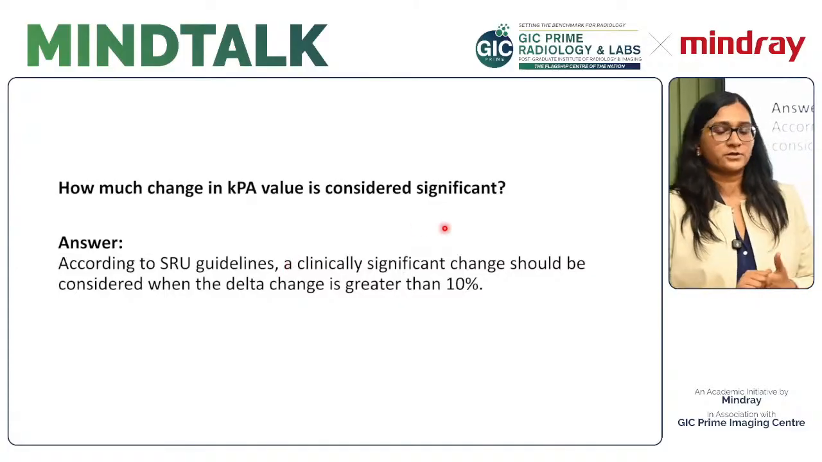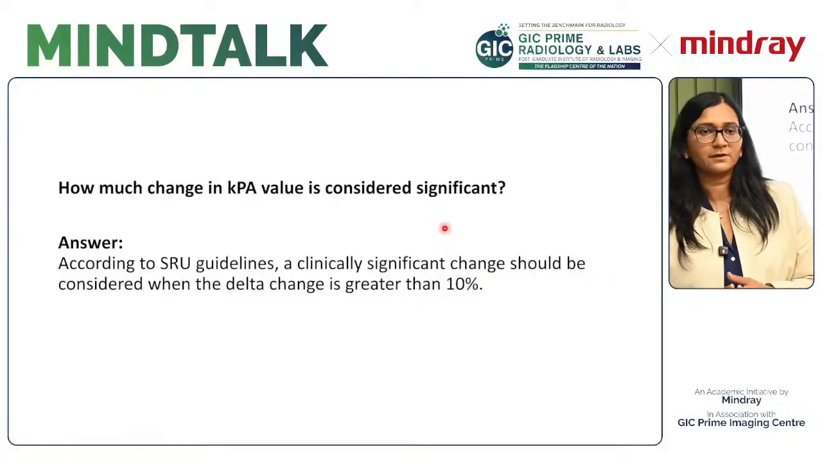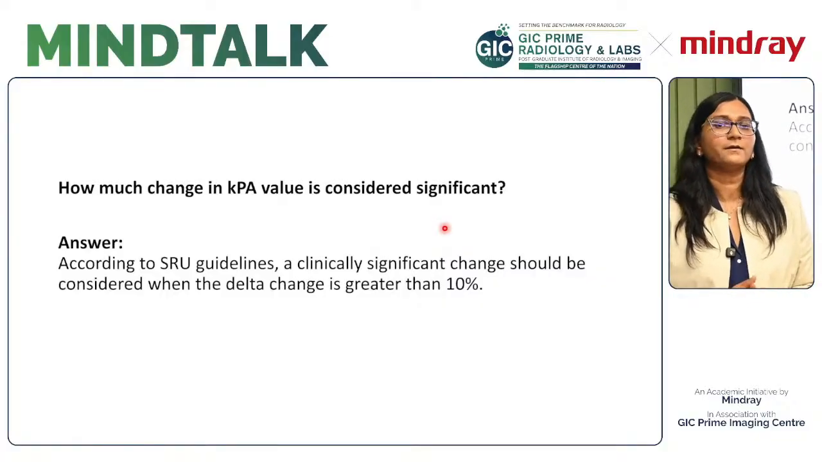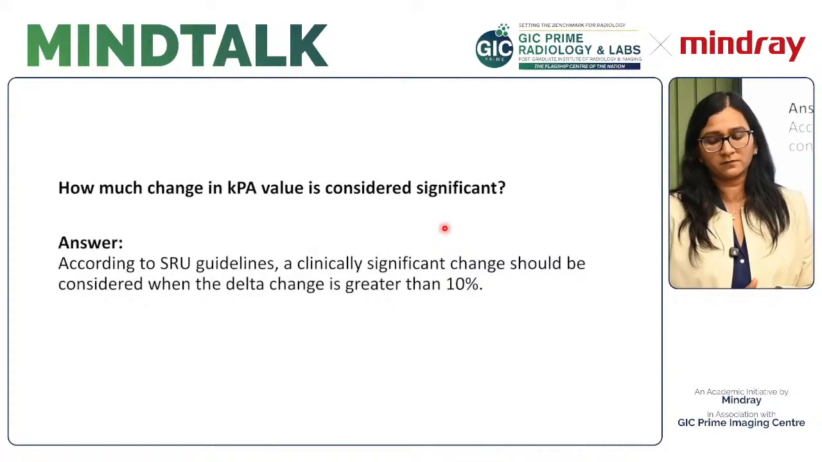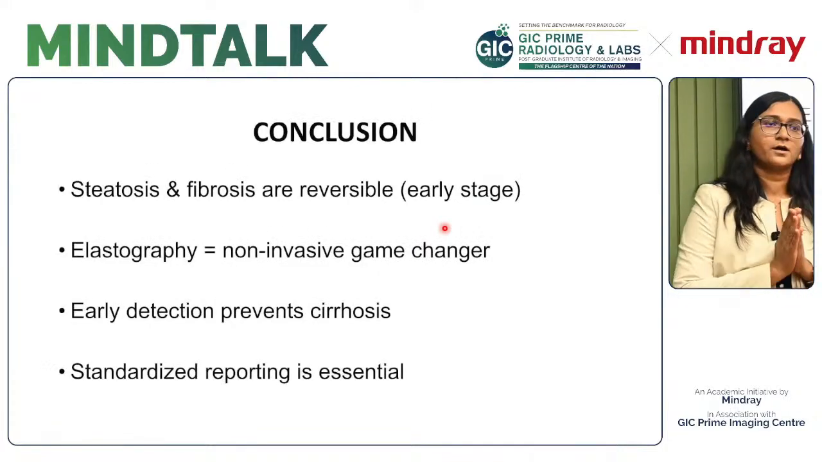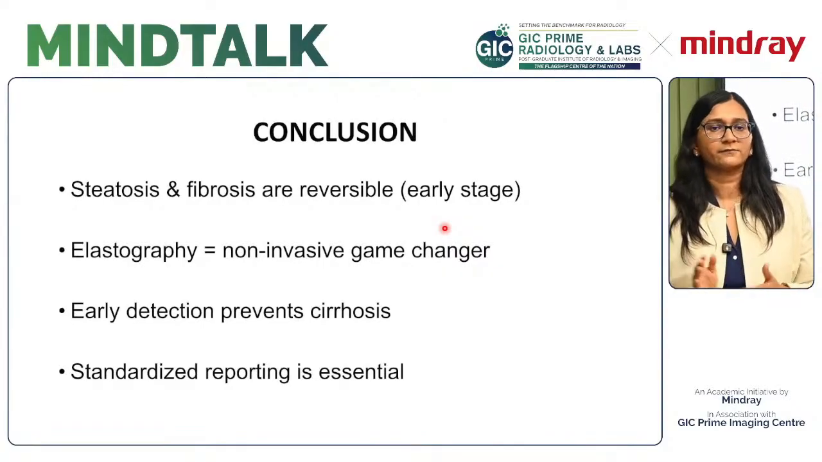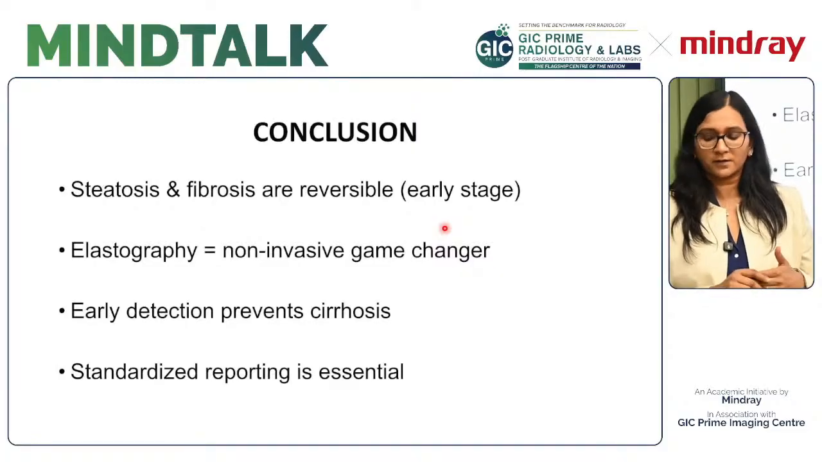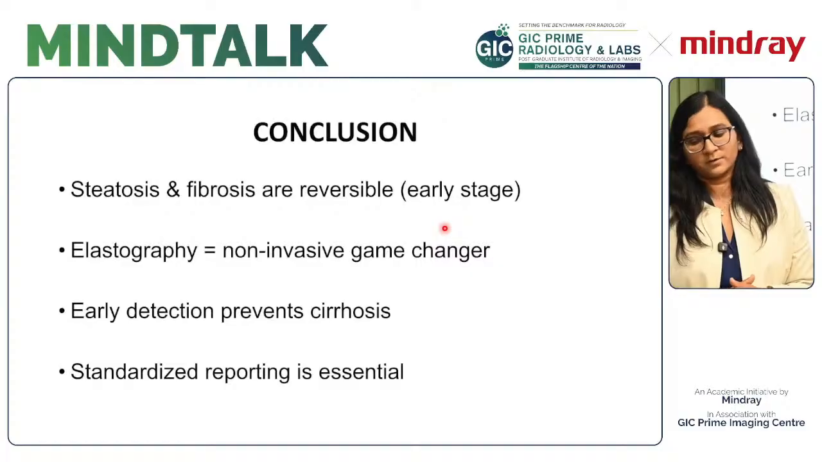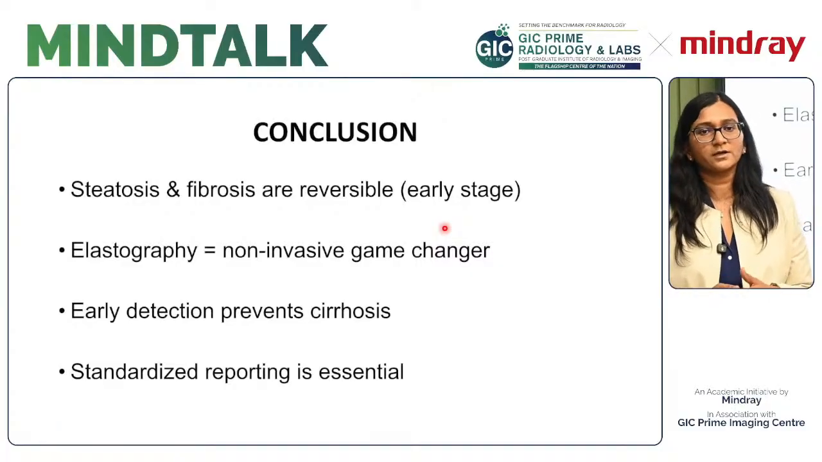For follow-up patients, we often get the question of how much change in kPa value is considered significant. At least 10% change should be considered significant. In conclusion, steatosis and fibrosis in earlier cases are reversible. So we have to detect early fatty infiltration and early fibrosis, and early detection prevents further complications like cirrhosis, and for all this standardized reporting is necessary.